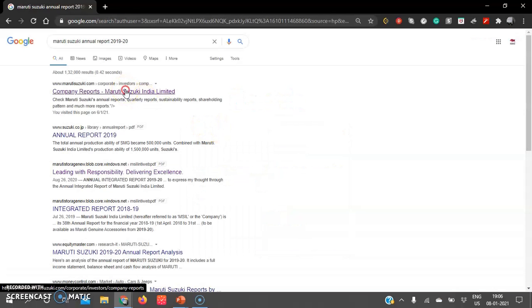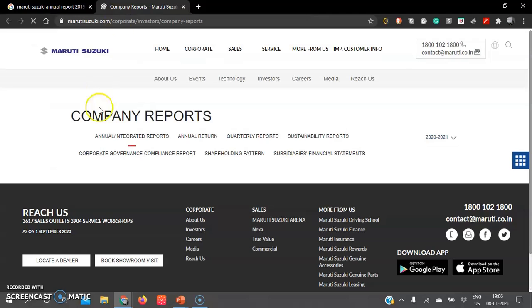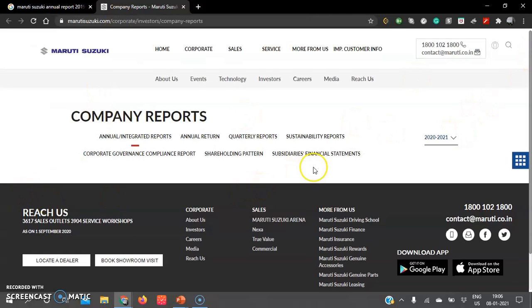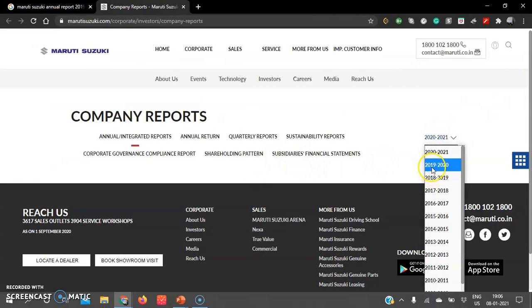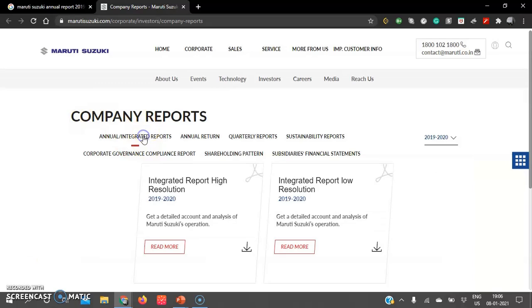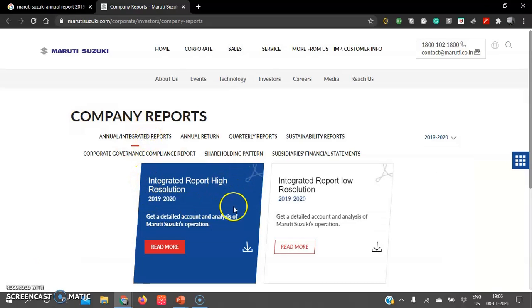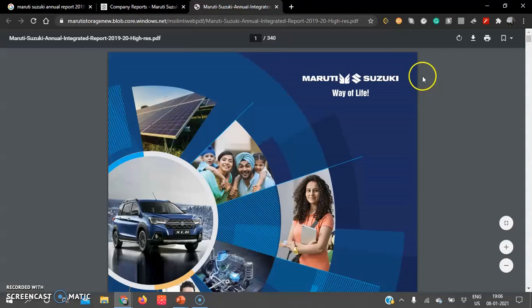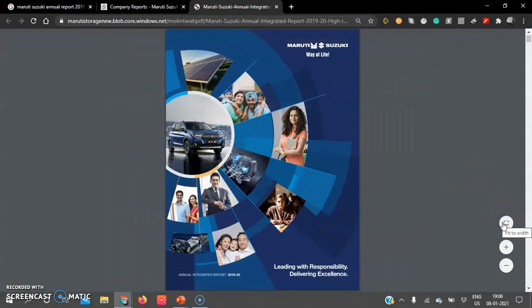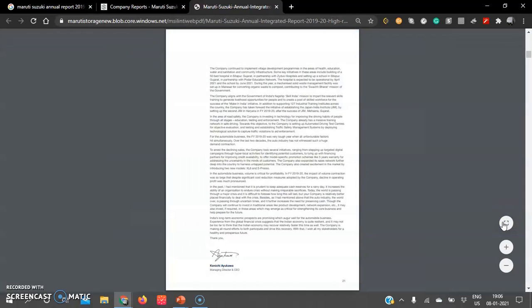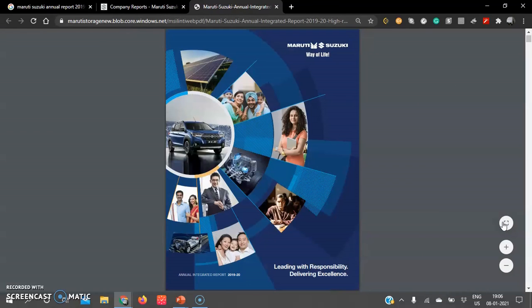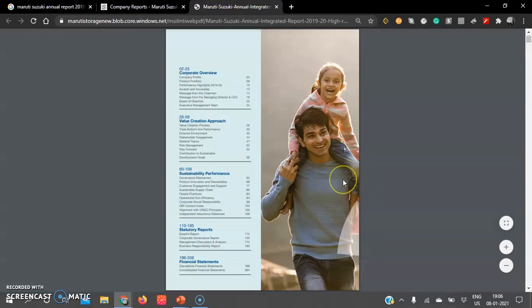Because Maruti Suzuki is a publicly listed company, we should be getting all the information related to Maruti Suzuki easily available on the internet. We're going to go with the 2019-20 annual reports, and there you have it. High resolution, low resolution. Okay, let's go with high resolution, right? And yeah, we've gotten Maruti Suzuki's annual report here. So this is how the entire annual report looks like. It's a 330-page report as far as I can see.